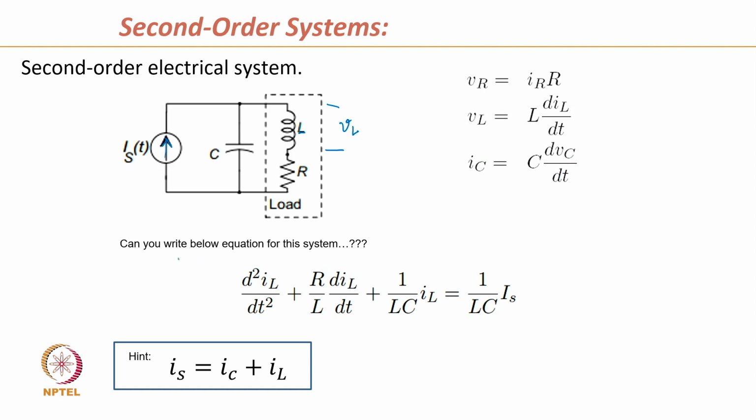Again we can write the equation across it: d square IL by dt square plus R by L dIL by dt plus 1 upon LC IL equal to 1 upon LC IS. This you can easily write using Kirchhoff's current law. And again if you see here, this is a second order system.